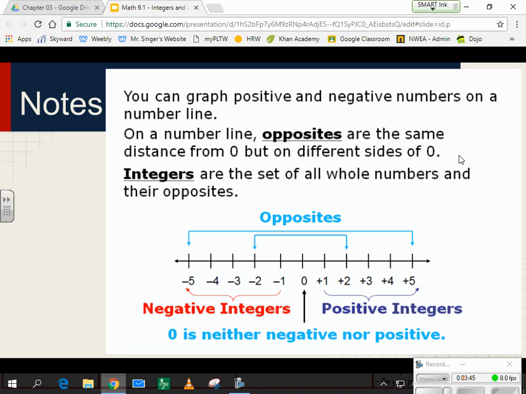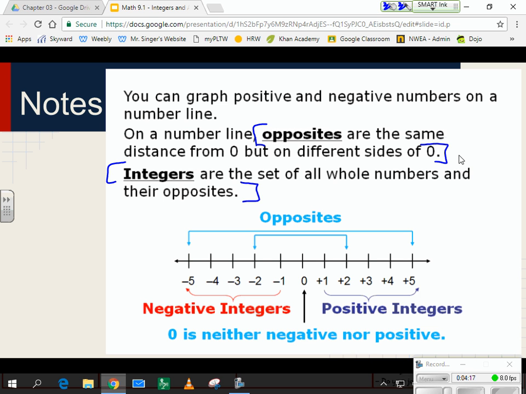All right, a couple more notes before we get into practice or example 2. So we can graph these positive and negative numbers on a number line. You guys know how to make number lines. You just make a line and some dashes, and the numbers go in order. So on a number line, opposites, this is a new word I want you to copy down. Opposites are the same distance from 0, but on different sides. And integers, which is a new word for this chapter, integers are all whole numbers that are either positive or negative.